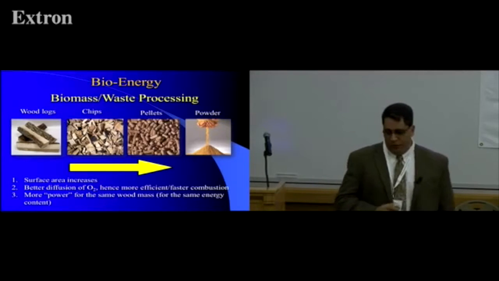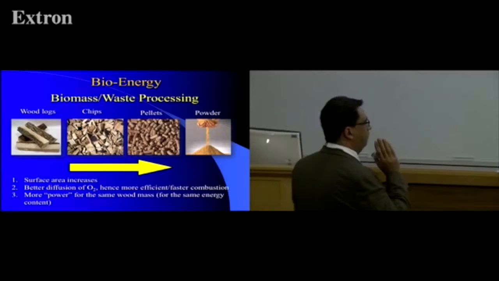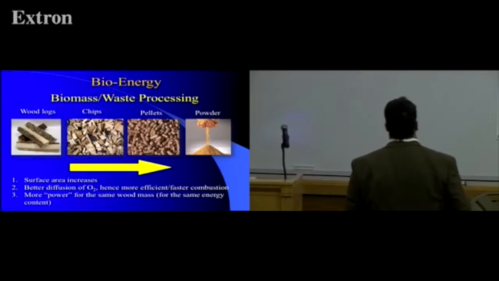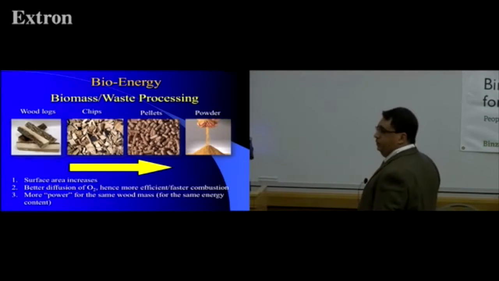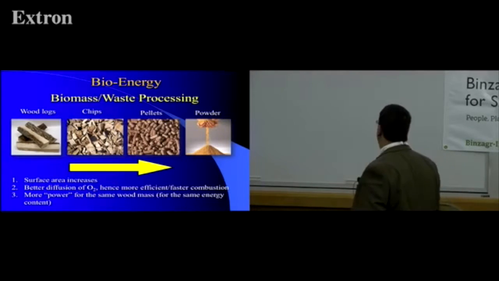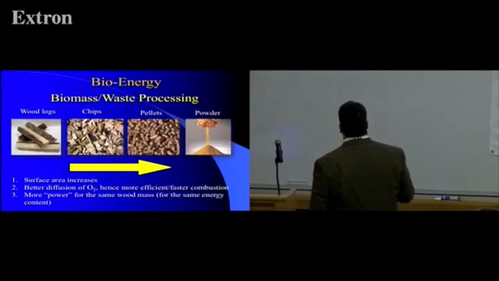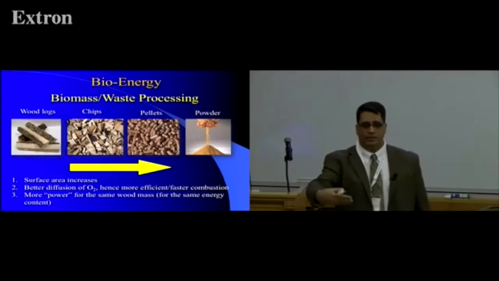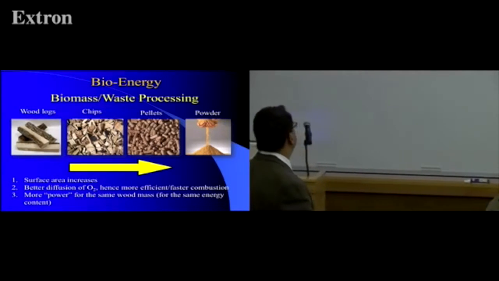Now, looking at bioenergy, and this is research that I've done in the past. Instead of burning or consuming bioenergy as is, the way you get it from the field, what we're trying to do here is simply process it. So if you have wood logs, break them down to smaller sizes or into chips, or form them into pellets and then into powders and so on. Why do we bother doing this? Well, you're increasing the surface area this way. So this means you're allowing more oxygen to reach the biomass. And this means you can have more efficient combustion than if you were to use a wood log.